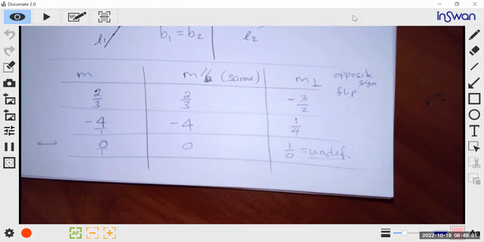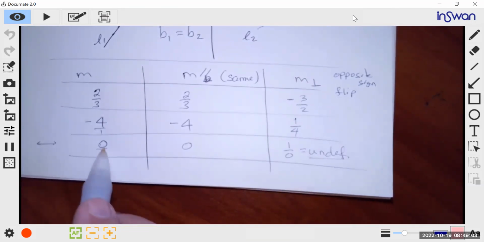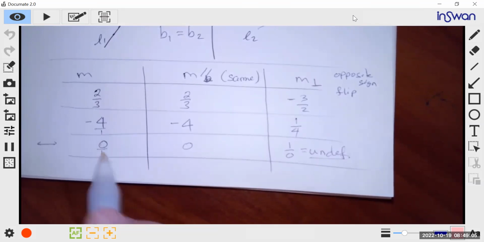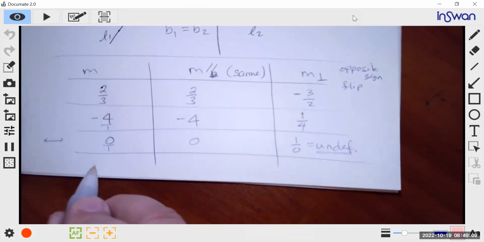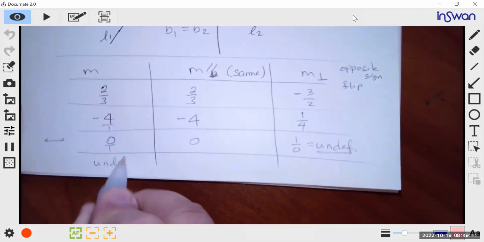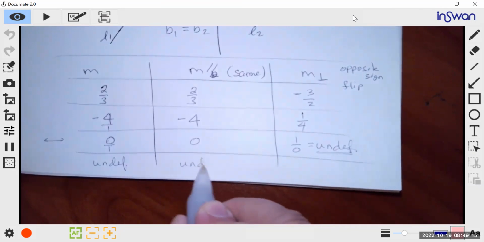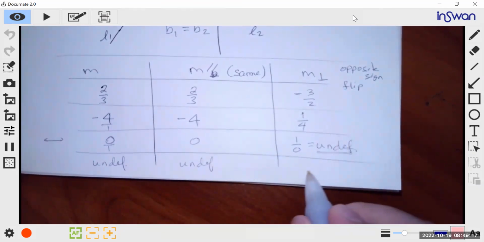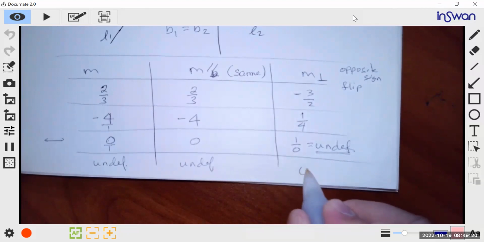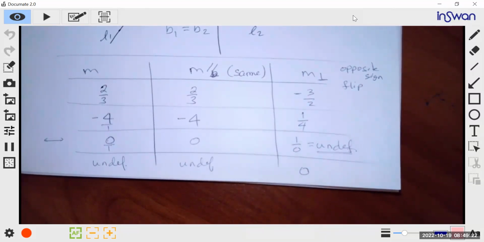Yes. Because the perpendicular to this is flip this, it's 1/0, which means it's undefined. So you'd put undefined. So if it's undefined, the parallel one is undefined, and the perpendicular is 0. It's the opposite of it.